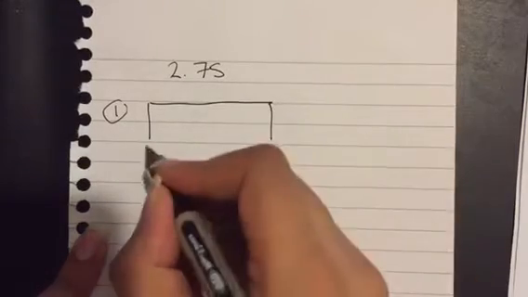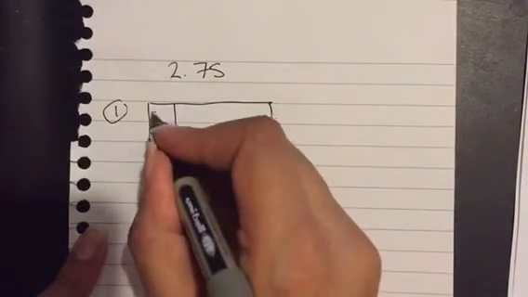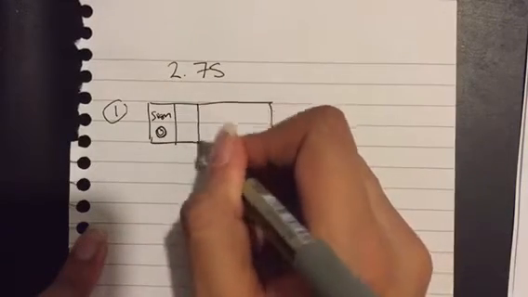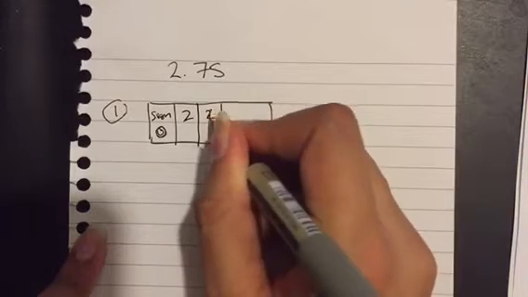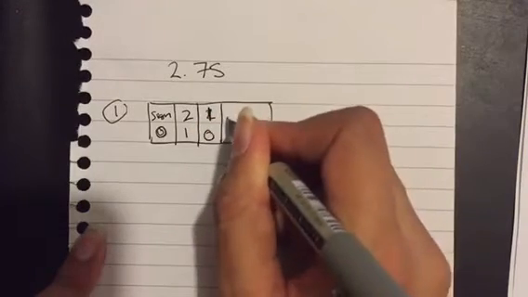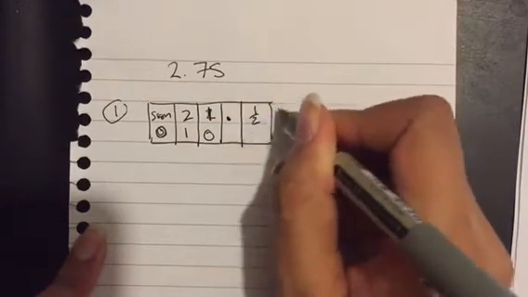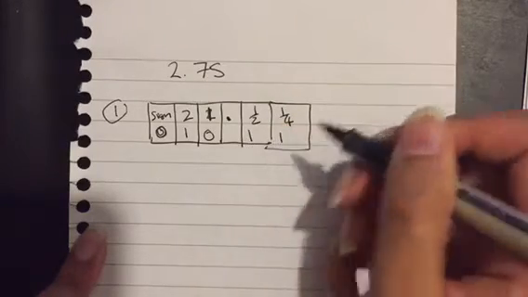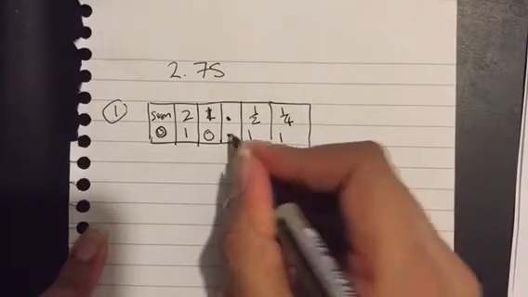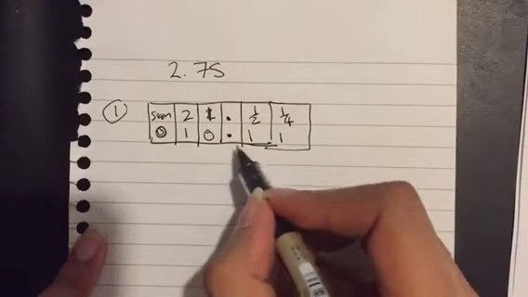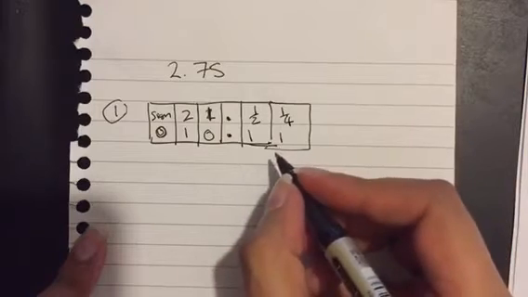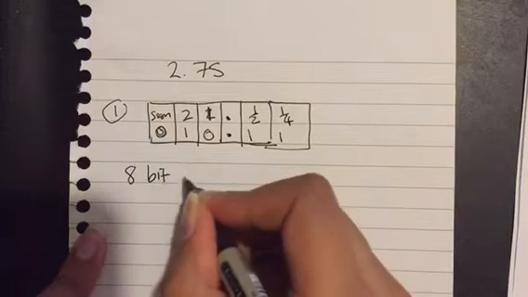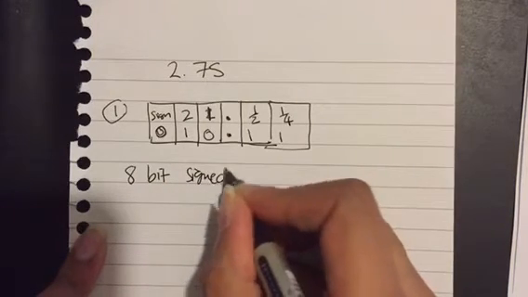So in binary 2.75, I've got my sign here. Because it's a positive number, it's going to start with a 0. I've got my 2, I've got a 1, I've got my point, I've got a half there, and a quarter. So we've got 1, 1, 1, so that equals 2.75. So in binary, 2.75 is 010.11.